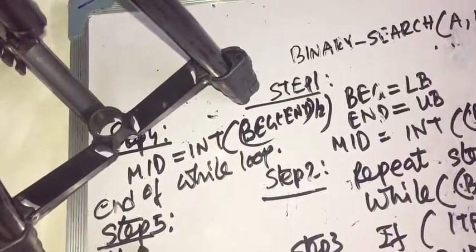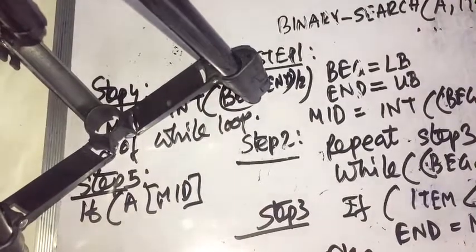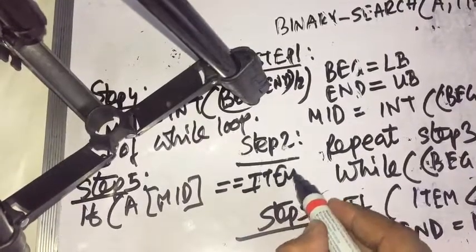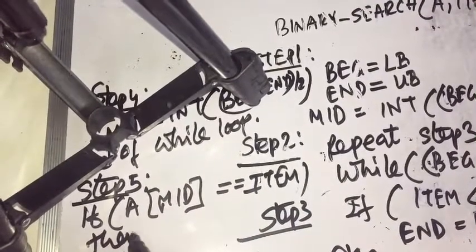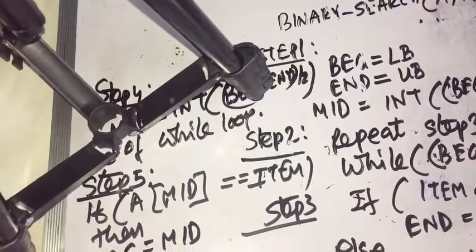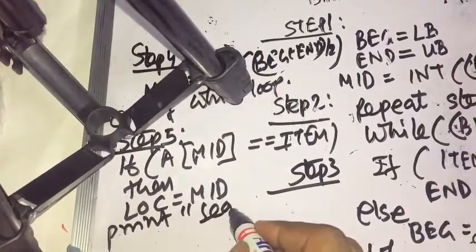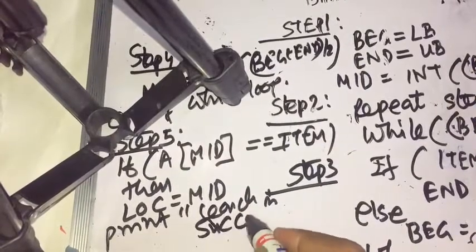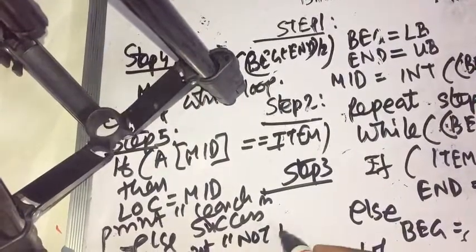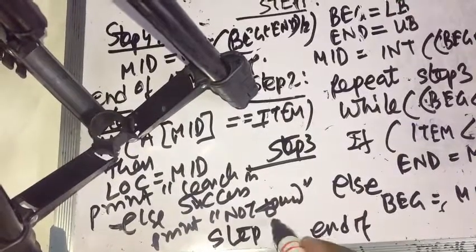If a of mid equal to item, that is a successful search. Then LOC equal to mid. LOC is the mid position. Print search is successful. Else print not found. This is the end of step 5, and step 6 is the exit.